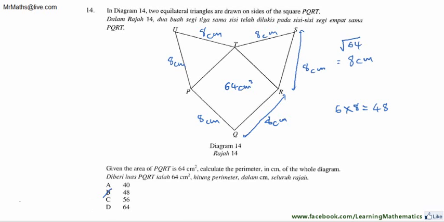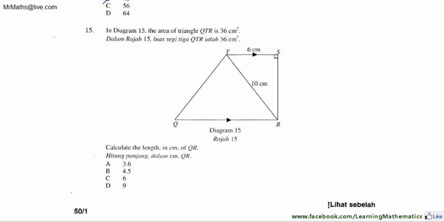Next question, number 15. In diagram 15, the area of triangle QTR is 36 cm squared. Calculate the length in cm of QR. So QR, we need this length. Okay, what do we know? We know that TR is 10 cm, and TS is 6 cm.